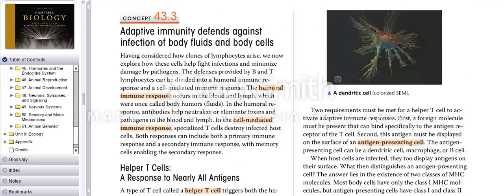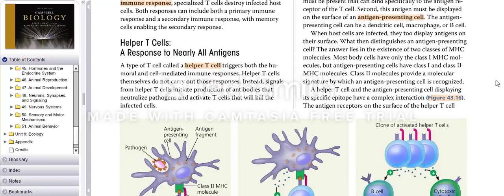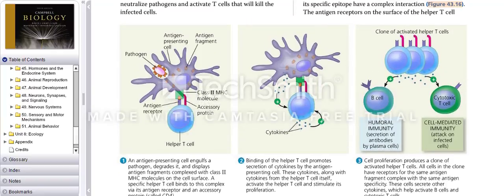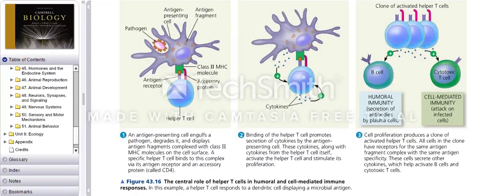But first, we'll talk about the requirements that must be met. So, first, a foreign molecule must be present that matches the antigen receptor on the helper T cell. Secondly, the antigen must be present in this antigen presentation that we had talked about previously in the series. So the major histocompatibility complex has to grab an antigen fragment, and it must be presented, and it must fit to the helper T cell.